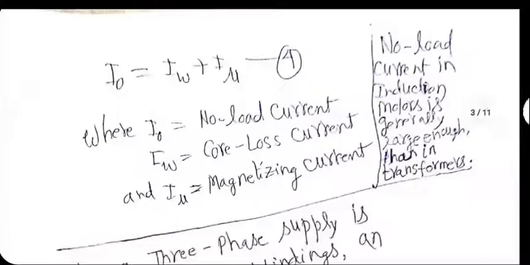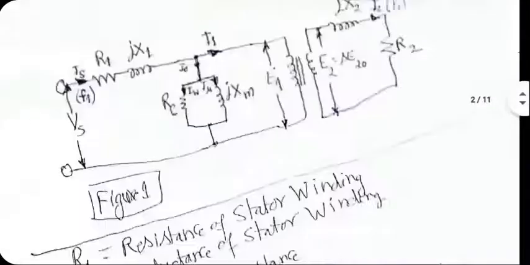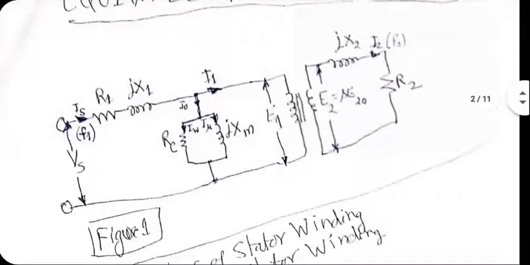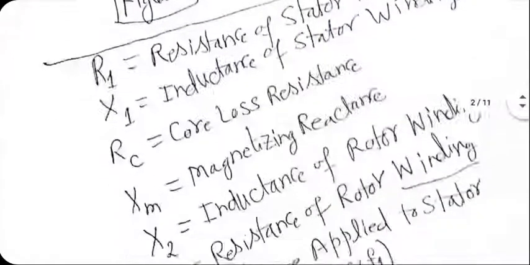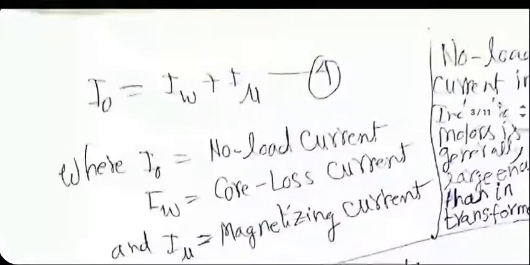And as far as the core loss in the stator is concerned, we have two currents in the two parallel paths, IW and I mu. The total, of course, will be known as the no load current, I naught, as we saw for transformers. So those things are repeated here.